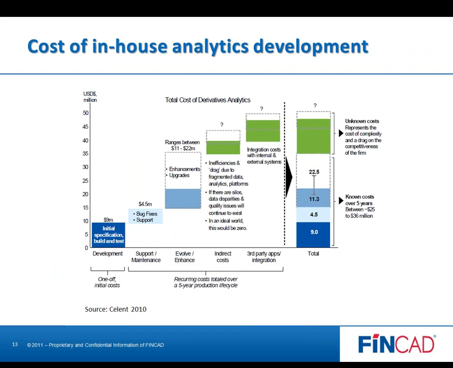A recent report from the analyst firm Celent states, "Our findings suggest that firms pursuing in-house efforts for derivatives analytics require an upfront investment of at least $9 million. Moreover, recurring annual costs can range between 25% and 50% of initial investment to keep pricing and risk analytics relevant. This translates to $11 million to $22 million over a 5-year production life cycle to enhance and keep libraries current with ongoing market requirements across multiple asset classes.